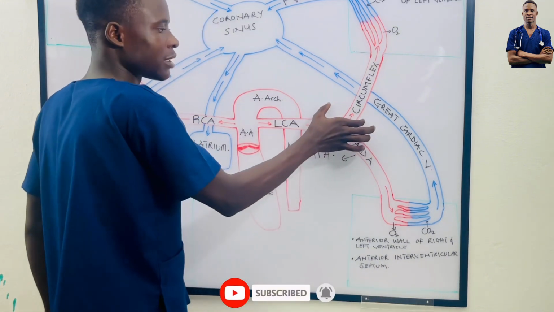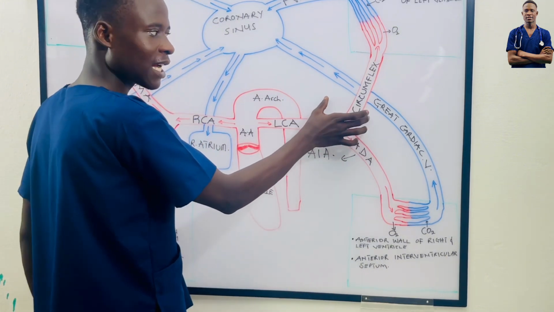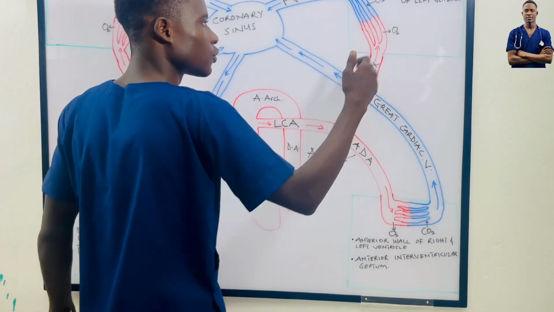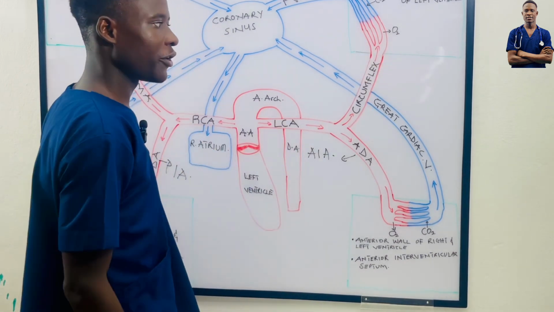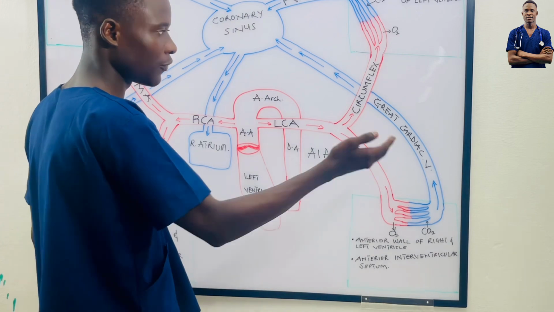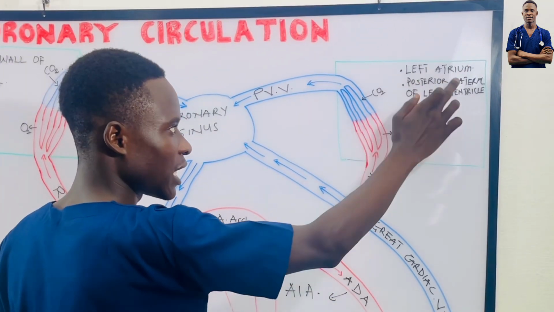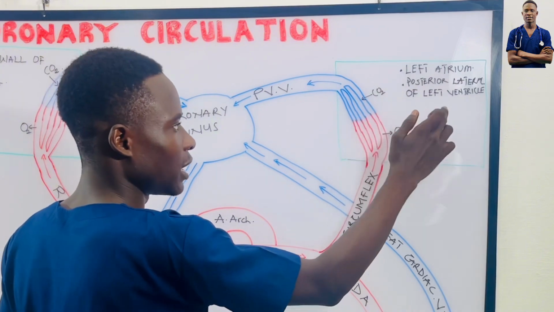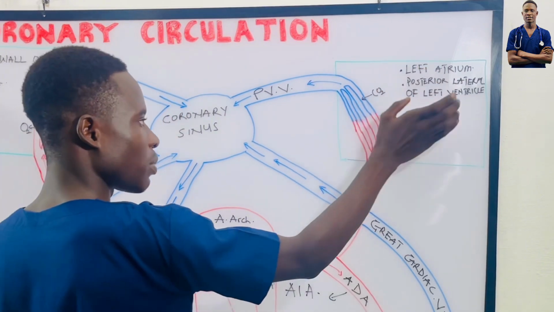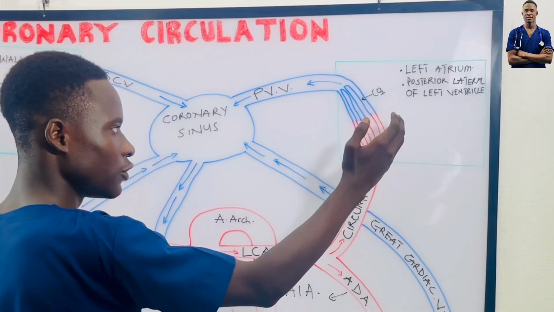Now, let's come to the circumflex artery. The circumflex artery will also move to the myocardium and then supply oxygen and the food nutrient. Which part of the myocardium? The left atrium and then the posterior lateral wall of the left ventricle. And then it will supply the oxygen and the food nutrient over there.